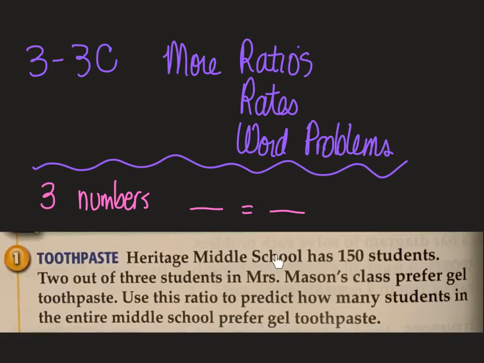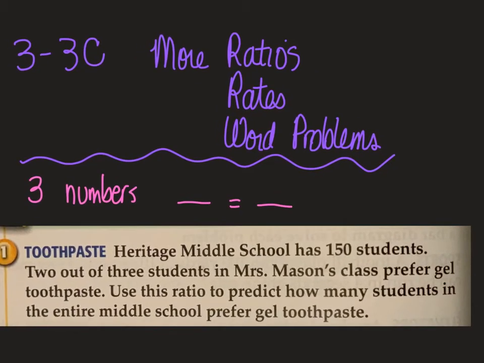We've got a middle school that has 150 students. 2 out of 3 of them in this person's class prefer gel toothpaste. What other kind is there? Oh, okay, whatever. They prefer gel. Use this ratio to predict how many students in the whole middle school prefer gel toothpaste.